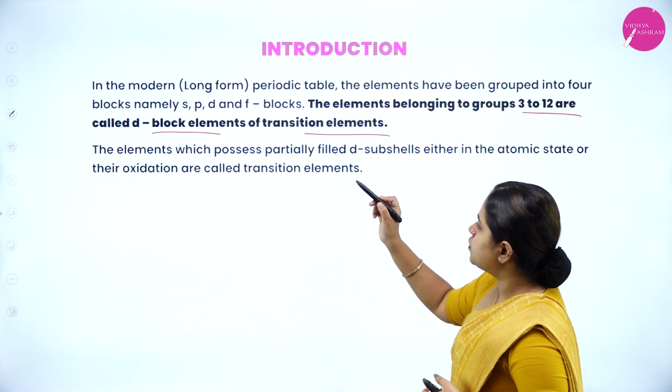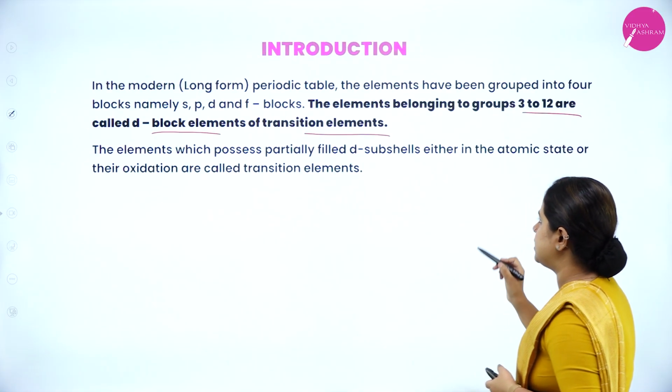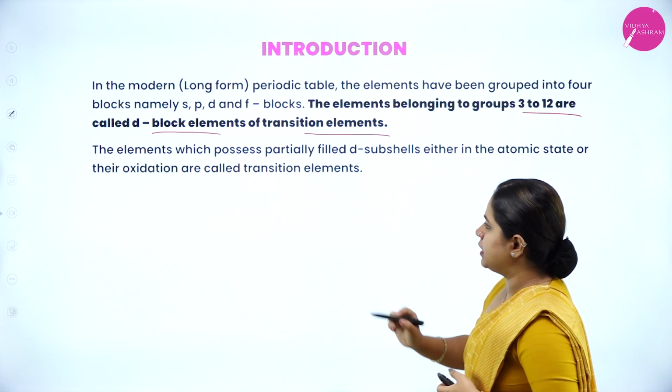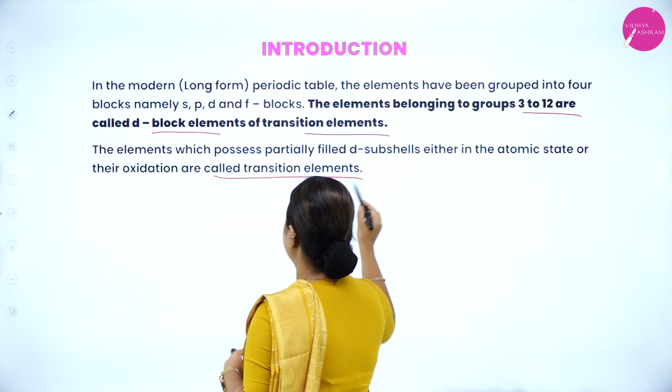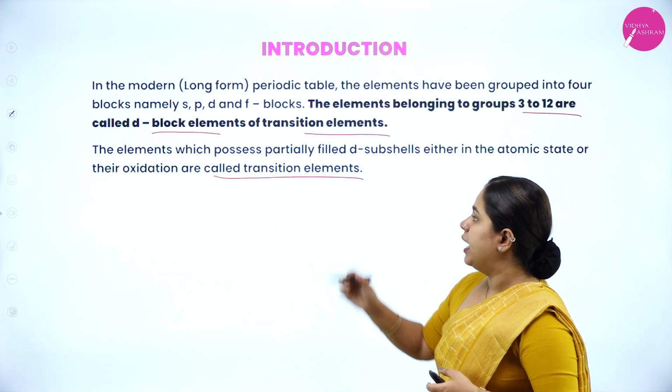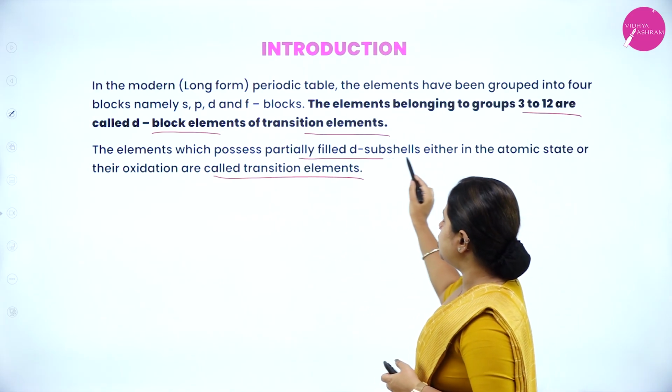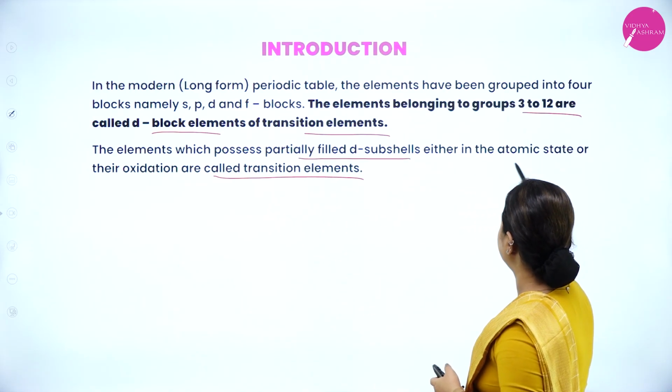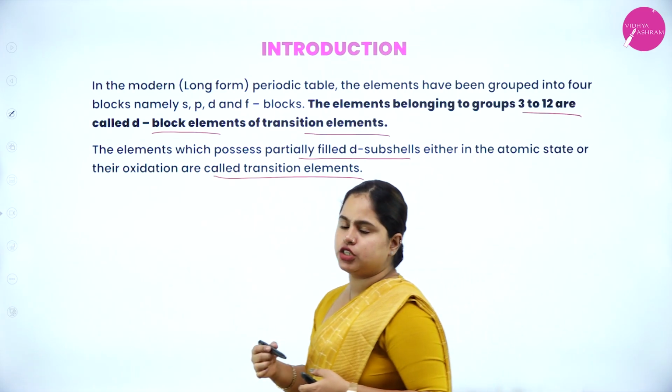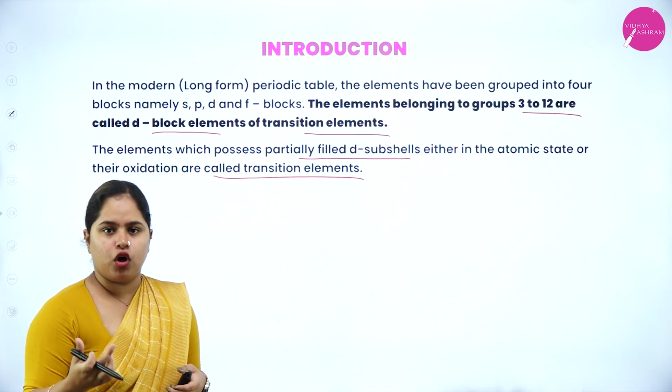Now, the elements which possess partially filled D subshells either in the atomic state or their oxidation state are called transition elements. Elements which possess partially filled D subshells either in the atomic state or their oxidation state are called D block elements.